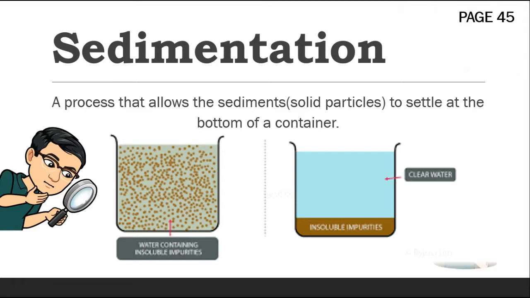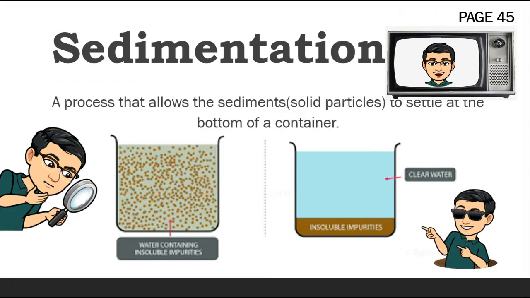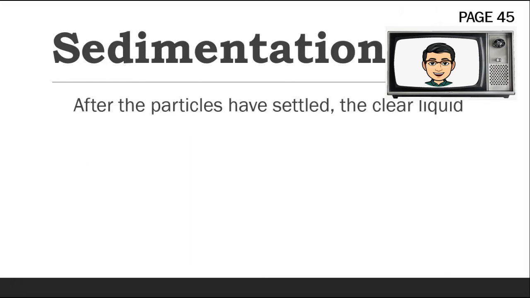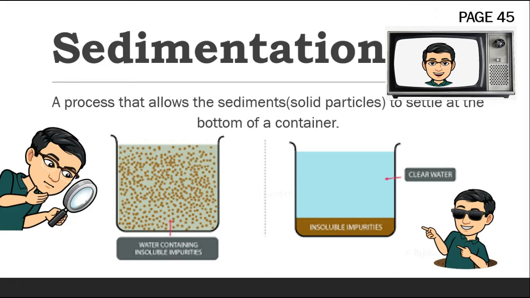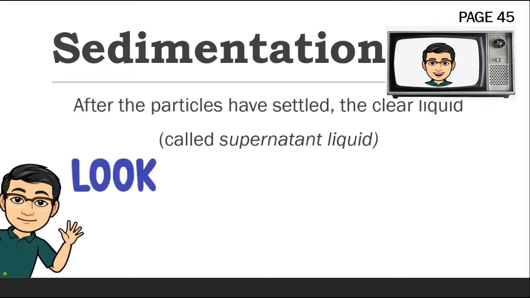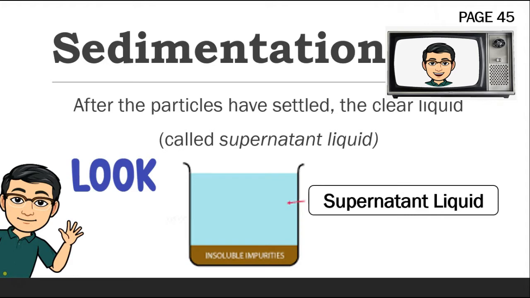Now, combining this one with another separating technique would be decantation. But we'll talk about that later. Now, about sedimentation, once again, after the particles have settled, the clear water is what we call a supernatant liquid. Okay? Let's go back. The one on top, the clear water, is what we call a supernatant liquid. And at the bottom would be what we call the insoluble impurities.